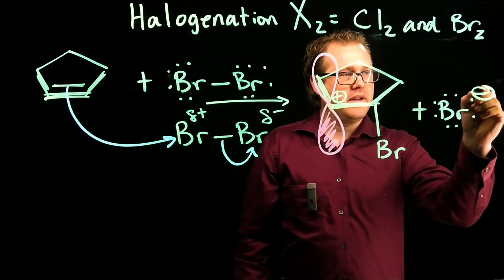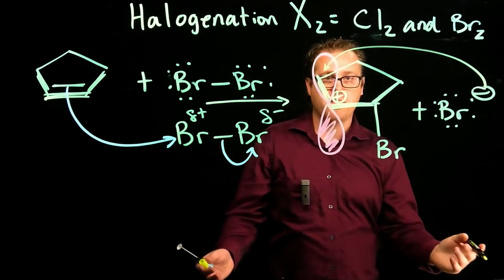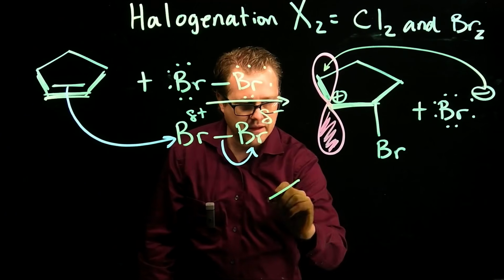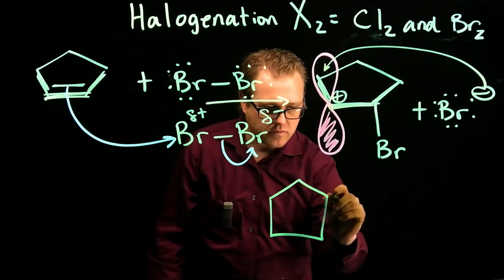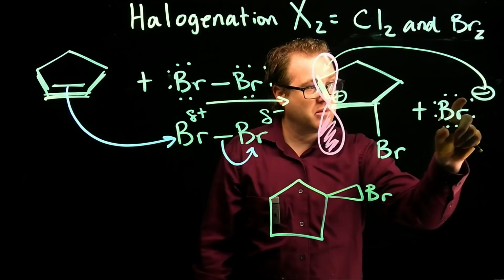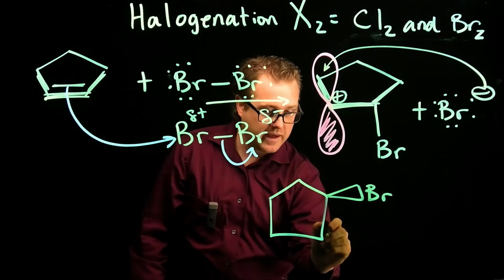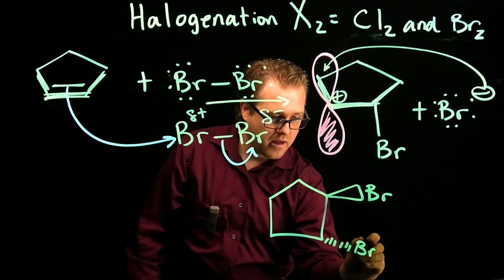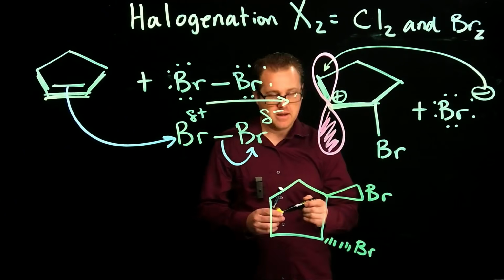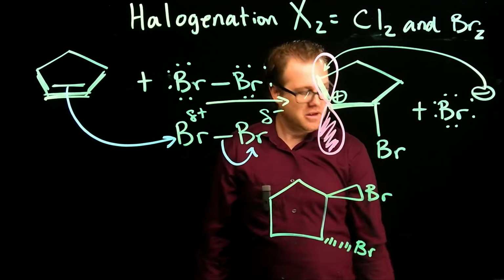Now let's take a look. If it attacks from the top, like so, what would our product be? We would have something that looks like this. We would have that. So this bromine right here is this guy, and then this one going down would be our dash. Okay? Perfect. That's an anti.